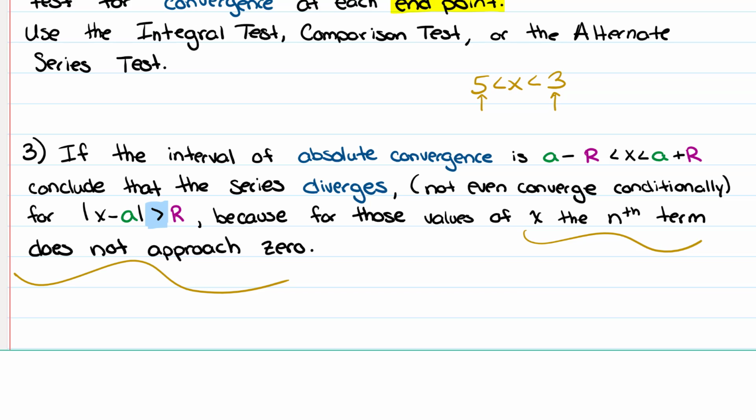And in other words, if the series converges between x is negative 5 and 3, then it's going to diverge when x is less than negative 5 and when x is greater than 3. You can think of that like it diverges everywhere where it doesn't converge.